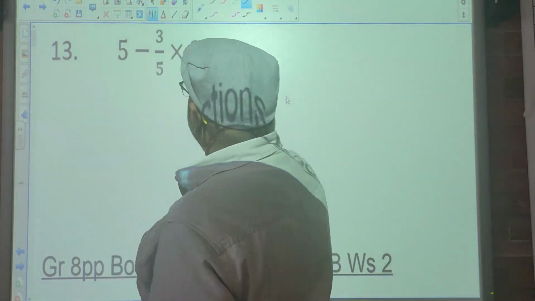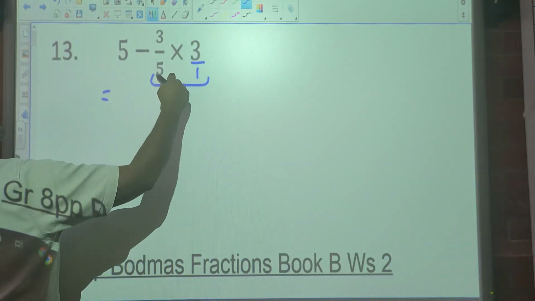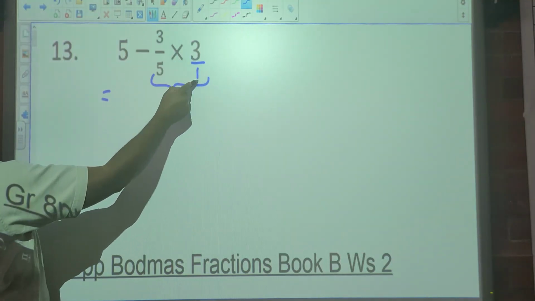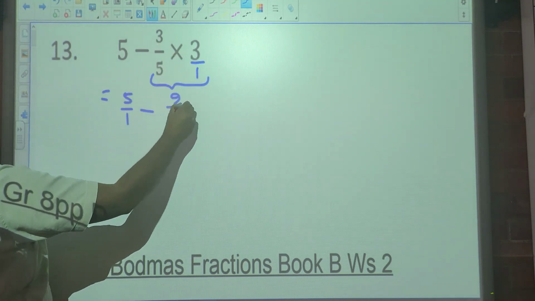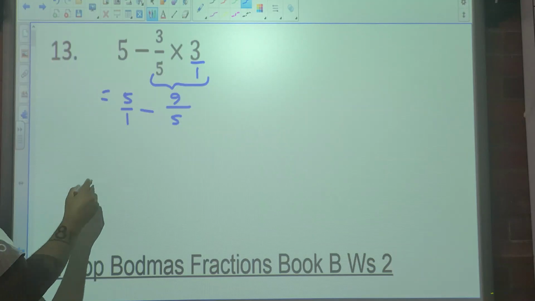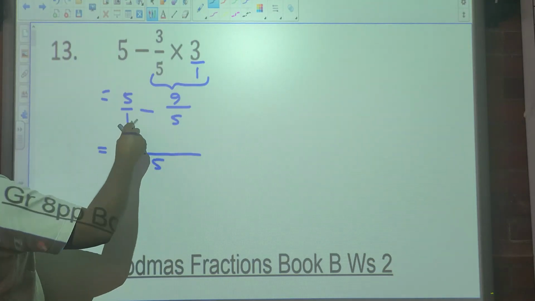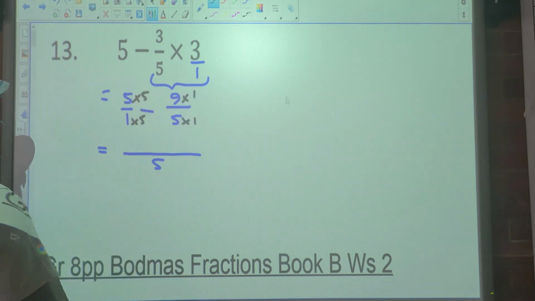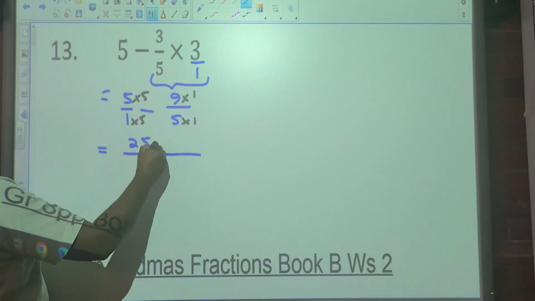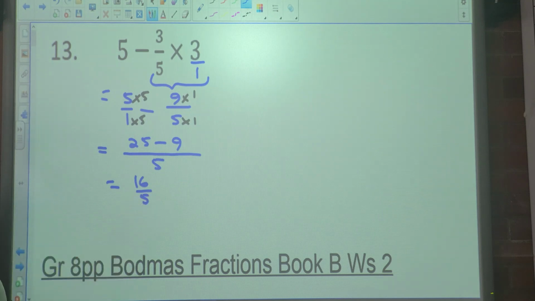Alright. People, doesn't that should be over 1, not so. We're going to do multiplication first. Is there anything to cancel there? No. So it's 5 over 1 minus 3 times 3 is 9 over 5. What's your LCM here? 5. So this must be multiplied by 5, multiplied by 1. What's 5 multiplied by 5? 25 minus 9. 16 over 5, or 3 and 1 fifth.